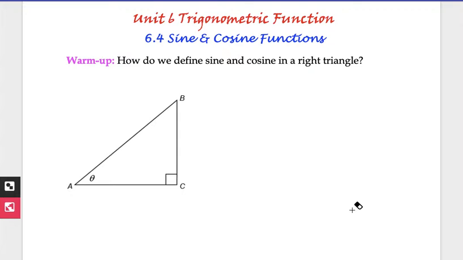So to start our conversation, let's have a quick warm-up. In Algebra 1 or in geometry you learned before, you probably heard the word SOHCAHTOA. You probably still remember this is actually the way we memorize the definition of sine and the definition of cosine. So to prepare for the lesson today, we need to quickly review how we define sine and cosine in the right triangle.